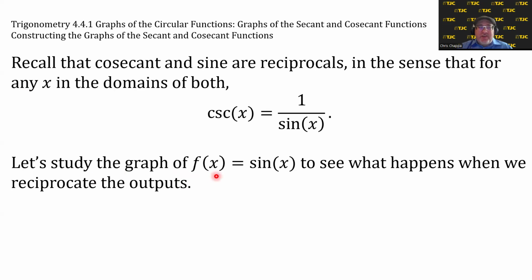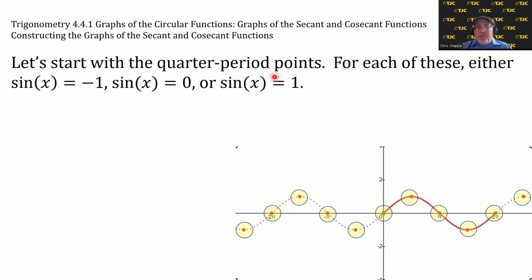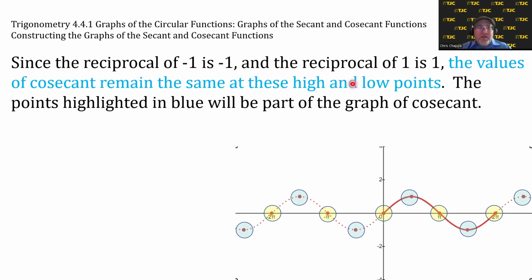Let's study the graph of f of x equals sine of x to see what happens when we reciprocate the outputs. Let's start with the quarter period points. For each of these, either sine of x equals -1, sine of x equals 0, or sine of x is equal to 1. Since the reciprocal of -1 is -1 and the reciprocal of 1 is 1, the values of cosecant remain the same at these high and low points. The points highlighted in blue will be part of the graph of cosecant.